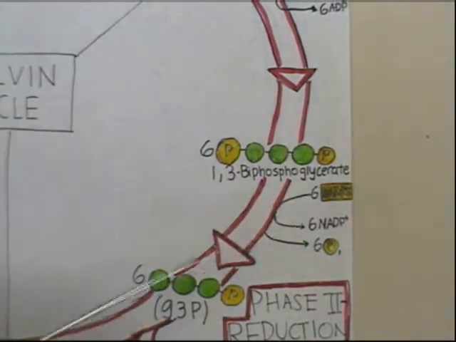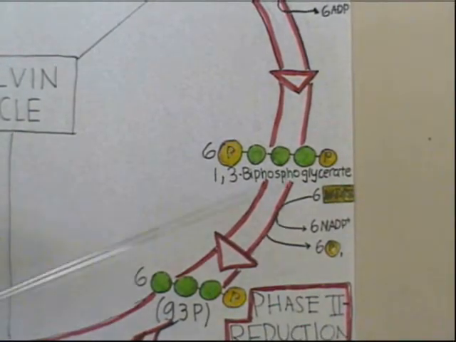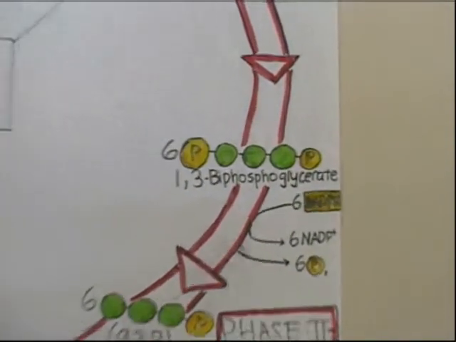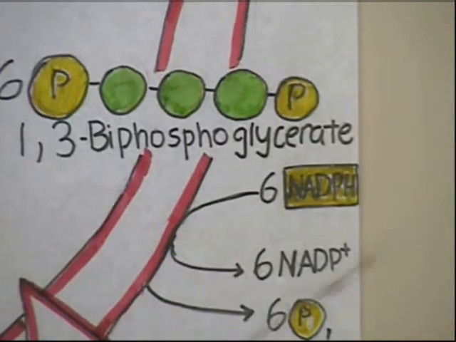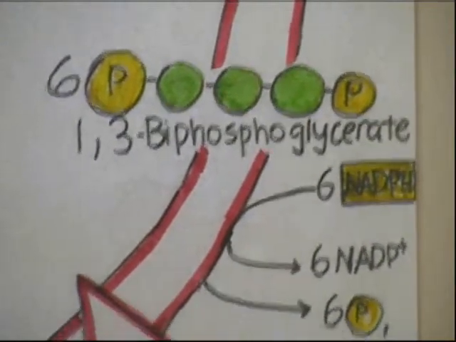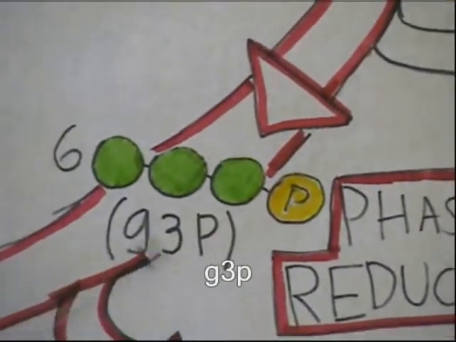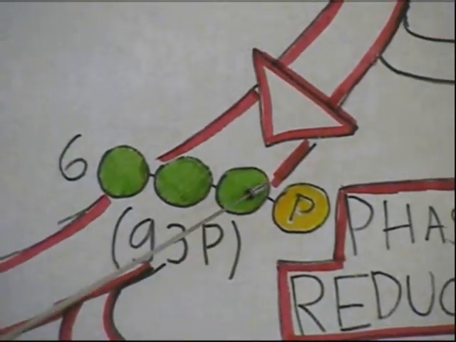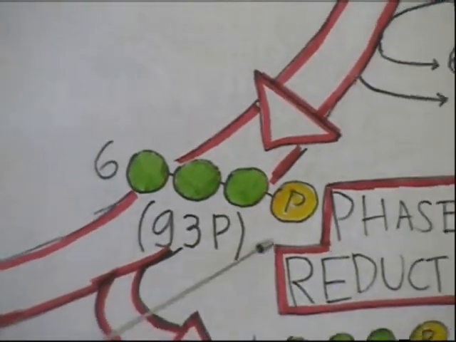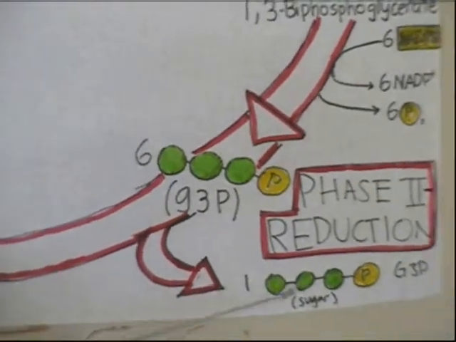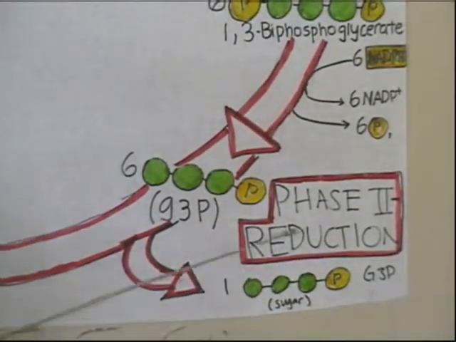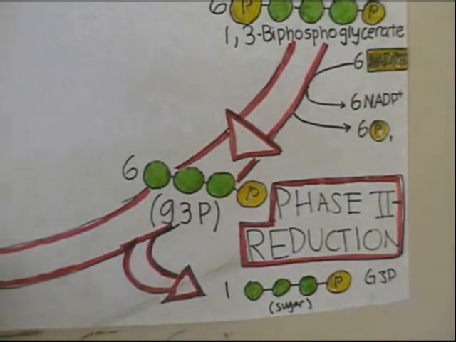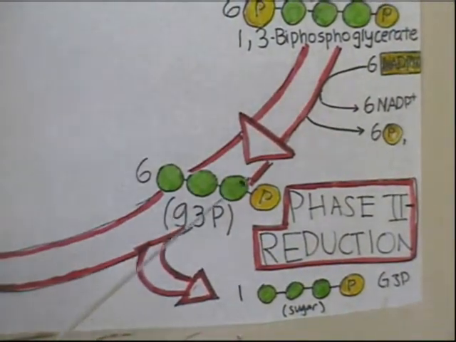Bisphosphoglycerate. Can you say that word? Bisphosphoglycerate. Then, from there, 6 NADPH molecules are oxidized to NADP+ to form this molecule over here, called G3P: 6 molecules of a 3-carbon atom with 1 phosphate. From here, one of these G3P molecules exits the cycle and goes on to form a sugar molecule, glucose, that the cell will store and use later on for energy.